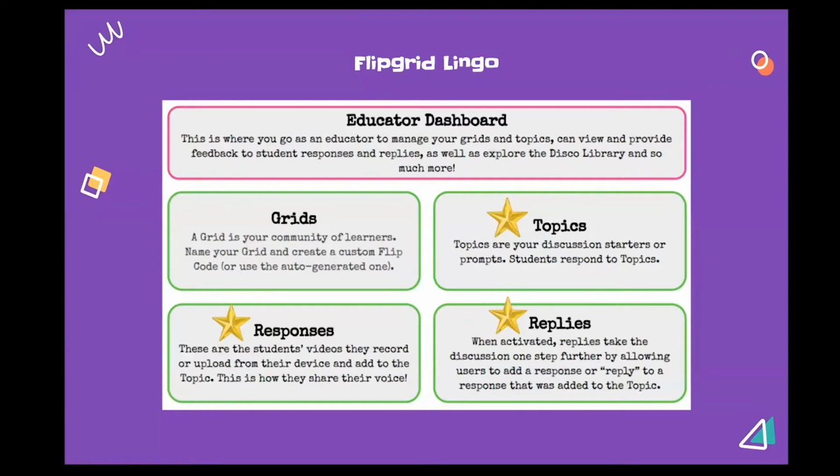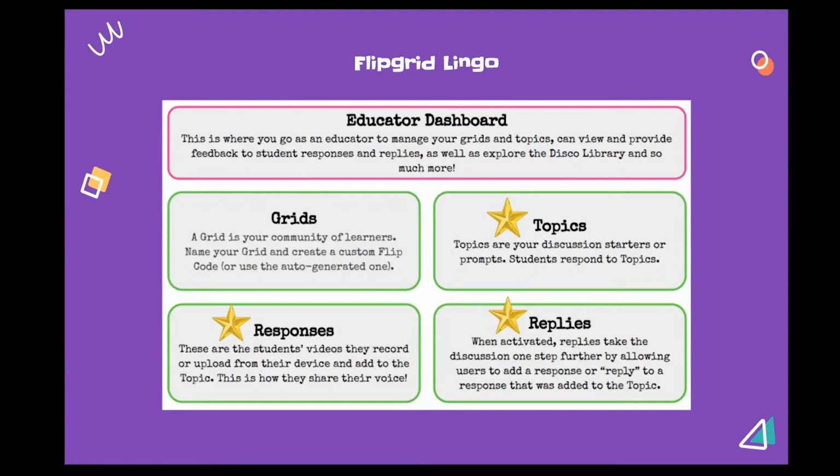All right. So some Flipgrid lingo that you'll need to be familiar with is first this topic of grids. This is really what they're calling classes. So the grid is your community of learners. So like your classroom of students, each one is a grid. Here we have topics. You guys are going to be able to join my Flipgrid as a learner, and there will be topics in there. So topics are your discussion starters or like your prompts that you assign to students. Then the responses, of course, are how the students are responding, and that can be through video they record or upload. And then the replies. When you activate those, it's an option to activate the replies, they're able to reply to one another regarding the topic.